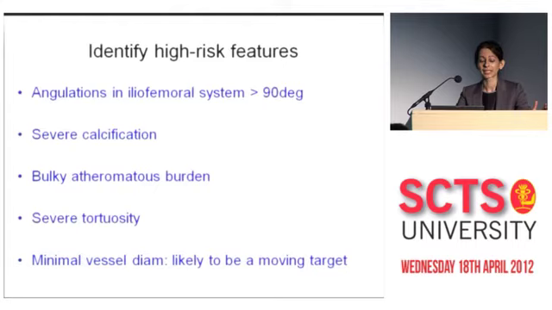And so in particular, we're looking at severe angulations, marked calcification, above 180-degree calcification, a lot of atheromatous burden, and severe tortuosity, which caution us against the femoral approach. There is a minimal vessel diameter we look for. With the reduction in sheath sizes, it's likely that this is going to become some sort of moving target. And I think if, from an imaging perspective, there are unfavourable aspects, then that's an indication to look for an alternative approach.